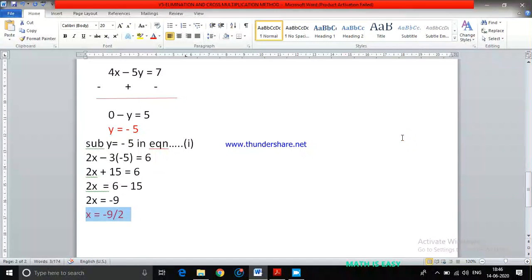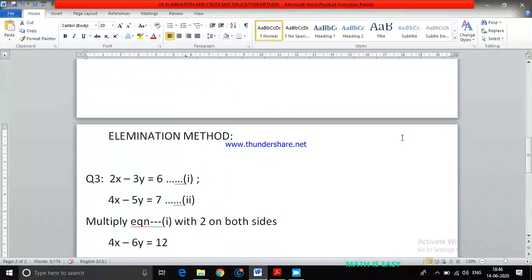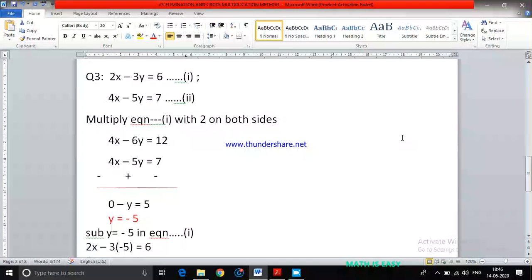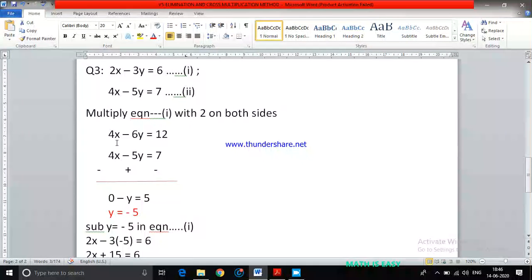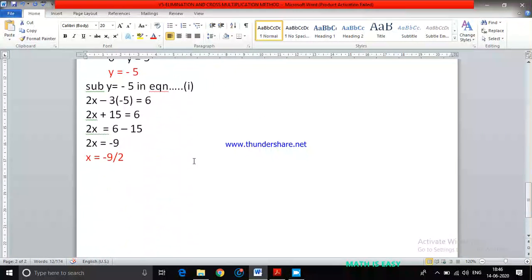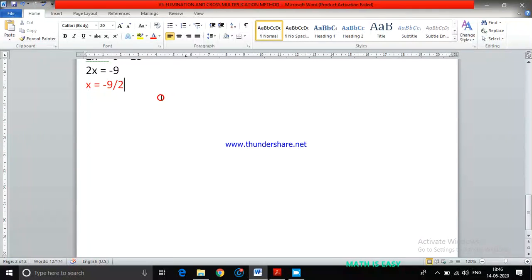Okay, students. So we solve this equation by using the elimination method. Here, why we call it the elimination method is that first we eliminate x or we eliminate y. So let me solve the same question with elimination of y. You don't need to do both methods in the exam. You can solve with any one method only.